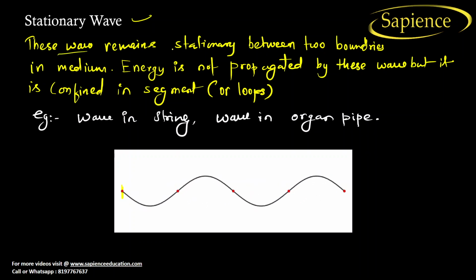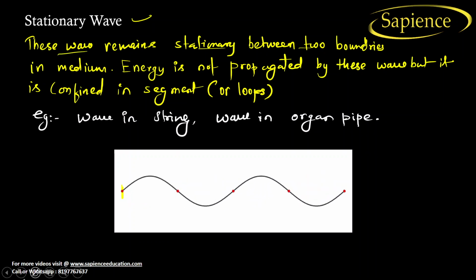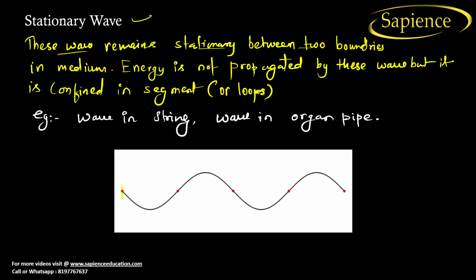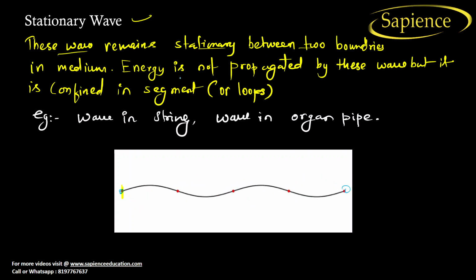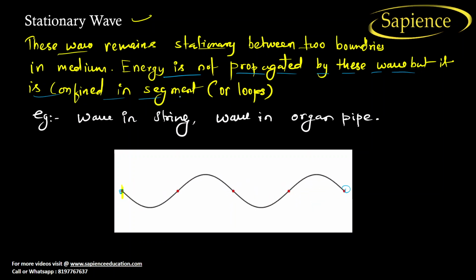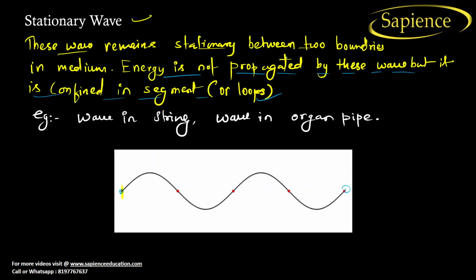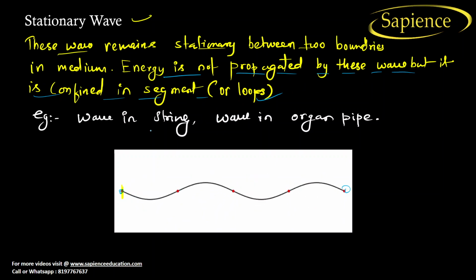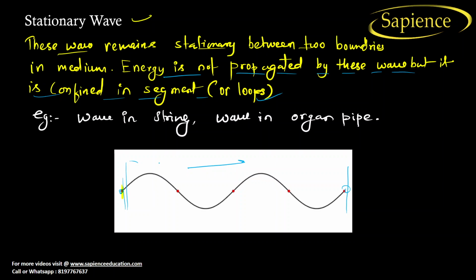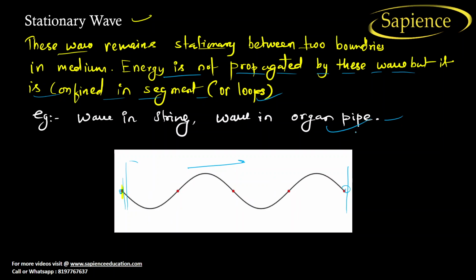See, this wave remains stationary between two boundaries. So we can understand that we are having two boundaries, and within these two boundaries the wave is moving. So the energy is not propagated by this wave, but it is confined in a segment or loops. It will be confined between these two fixed points only. So a wave in a string or a wave in an organ pipe are examples of this type of wave. Okay, I hope you have understood the stationary wave.